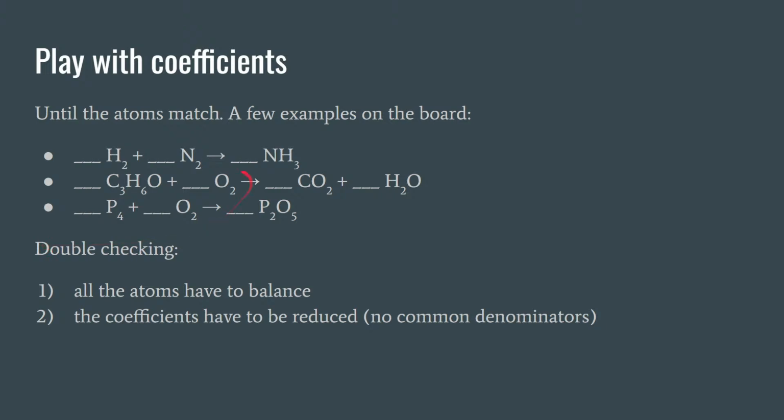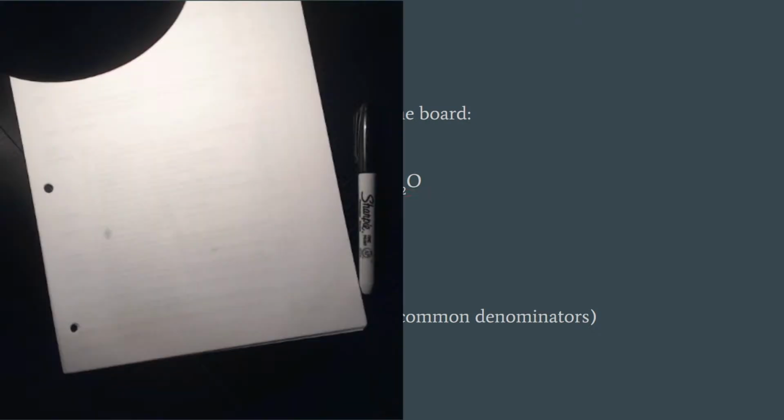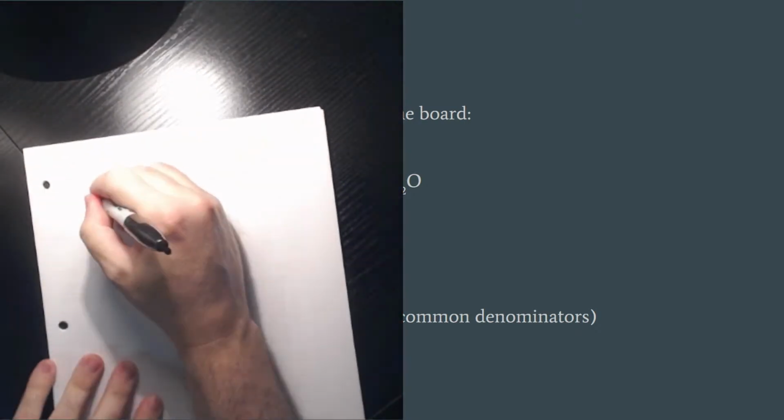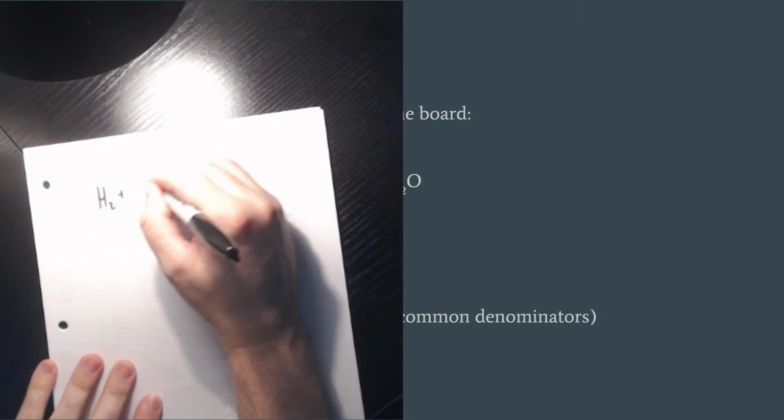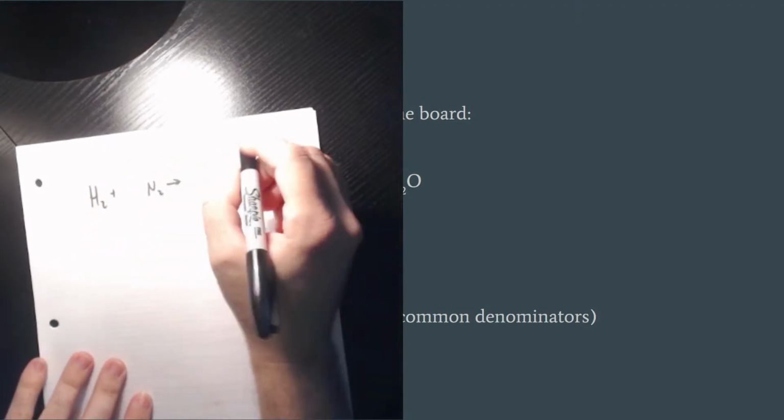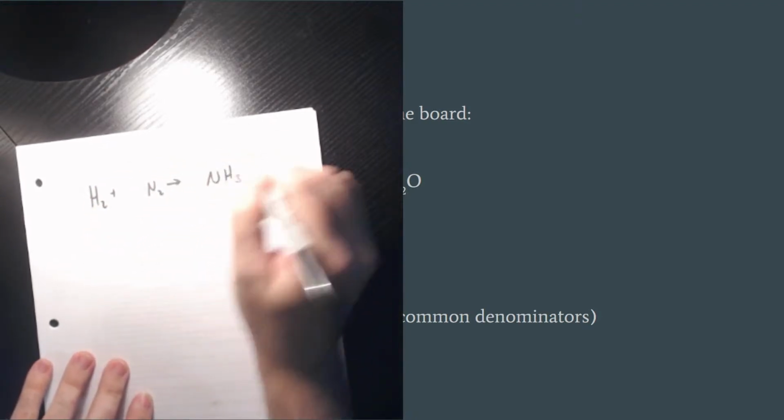All right, so first up, the Haber process, whereby hydrogen and nitrogen are combined to produce ammonia. This one is one of the easier ones to balance. So we have H2 plus N2 yields NH3.